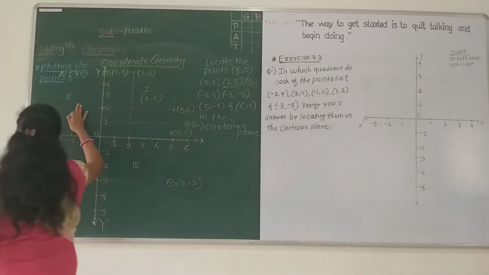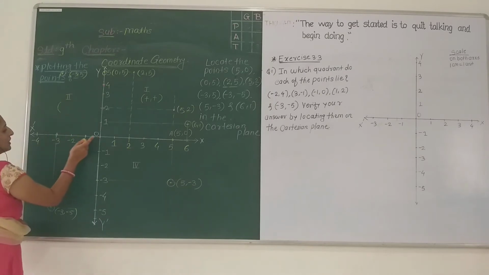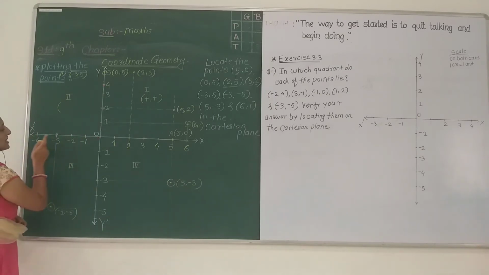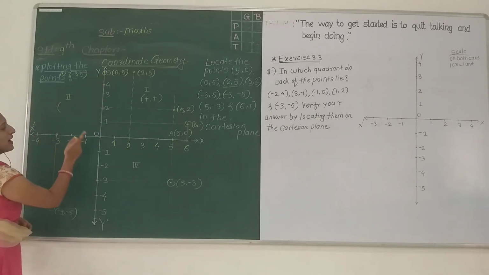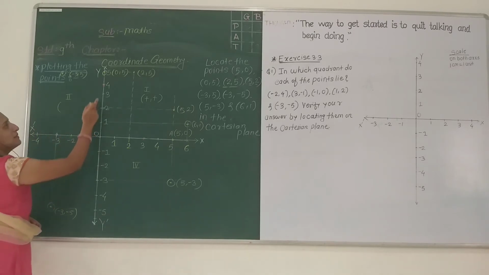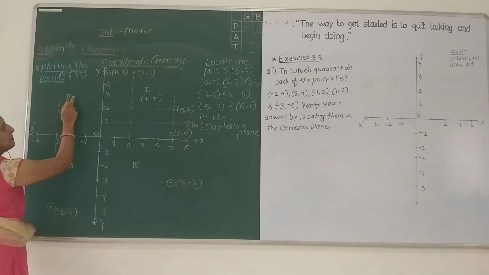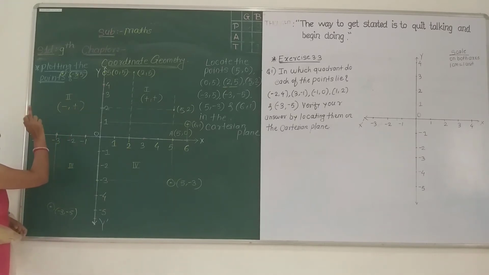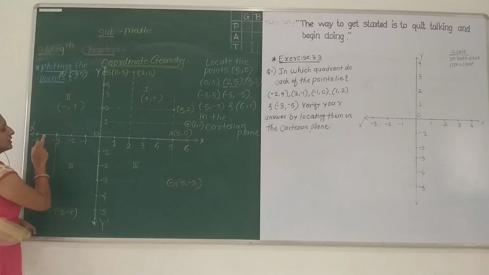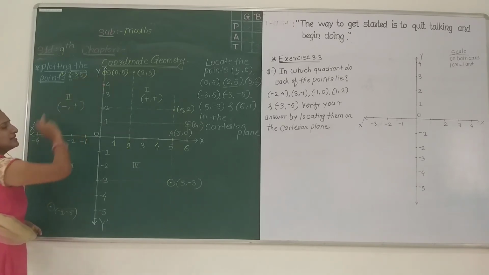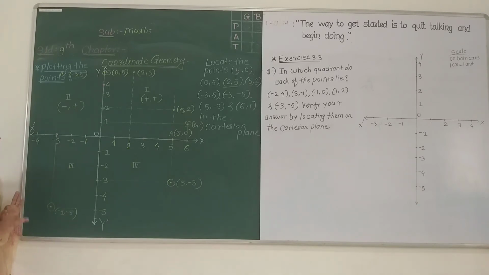Now look at the second quadrant. For the second quadrant, the x-axis is negative and the y-axis is positive. The second quadrant is enclosed by the negative x-axis and the positive y-axis. So any point of the second quadrant is in the form of (negative, positive), since first we write the x coordinate, then the y coordinate. Here the x coordinate is negative and the y coordinate is positive. This is very simple.